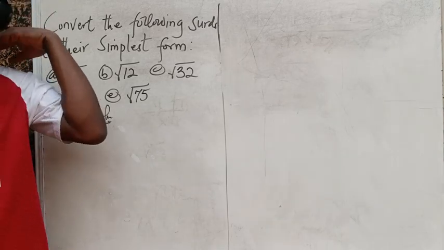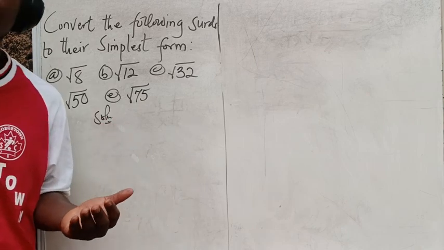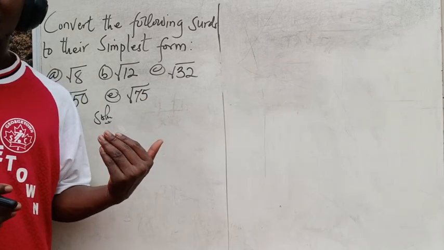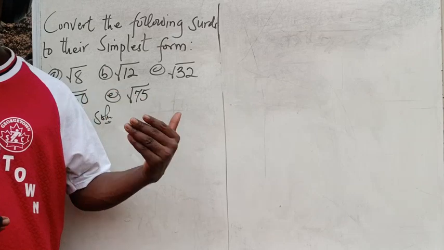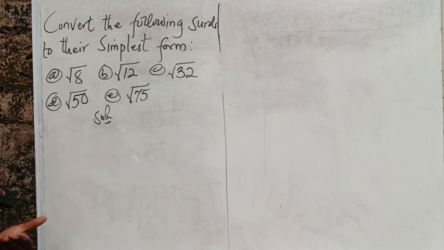You must understand the concept of perfect squares. What are perfect squares? Perfect squares are numbers gotten from the product of two similar numbers. For example, 1 times 1 is 1, 1 is a perfect square, 2 times 2 is 4, 4 is a perfect square, 9 is a perfect square, 16, and so on. Okay, so now let's go.